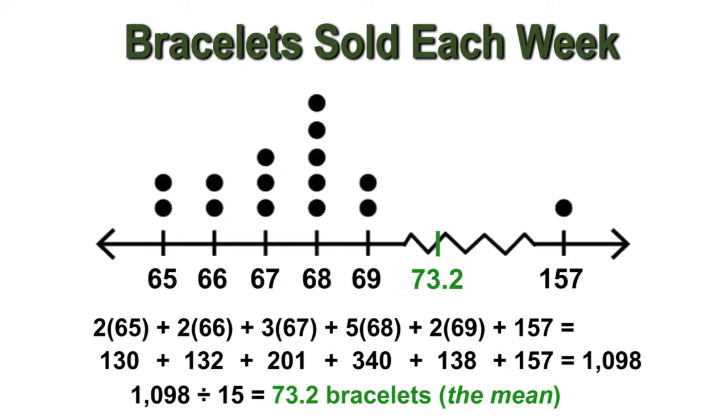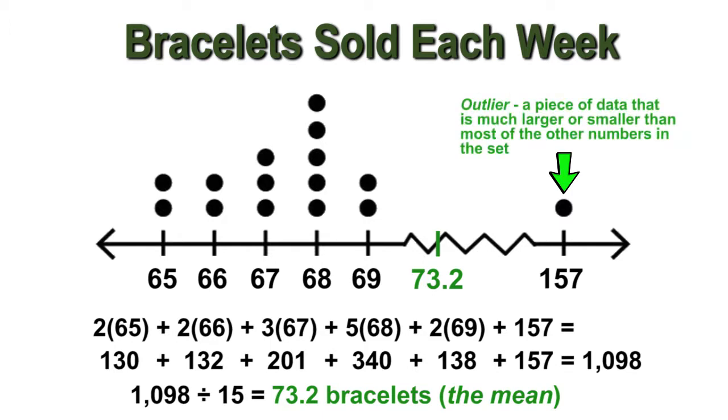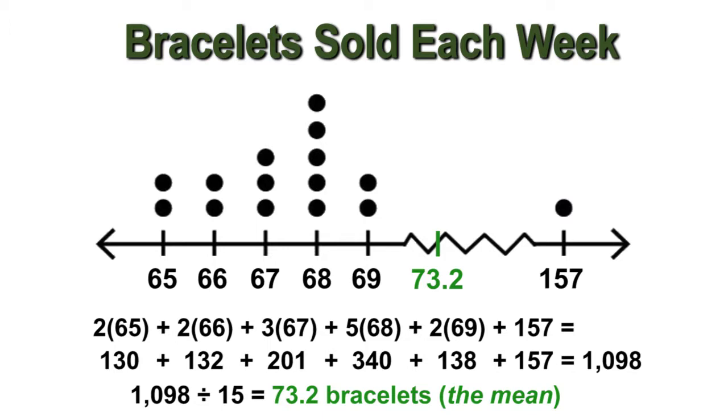However, with this set of data, the mean is not a reasonable measure of center. One data point, 157, is an outlier. An outlier is a piece of data that is much larger or smaller than most of the other numbers in the set. Outliers will skew the mean. In this case, the mean is skewed to the right by the outlier of 157. A better measure of center for this data would be the median.